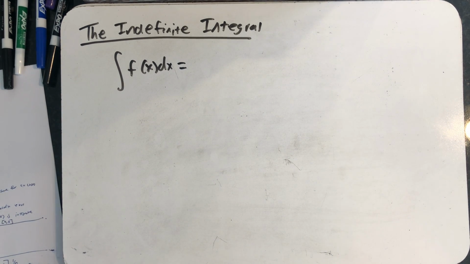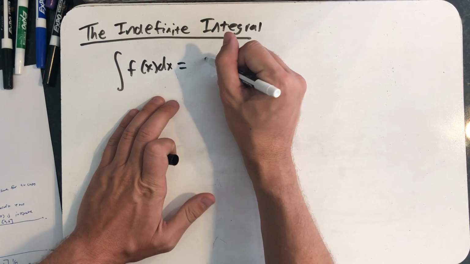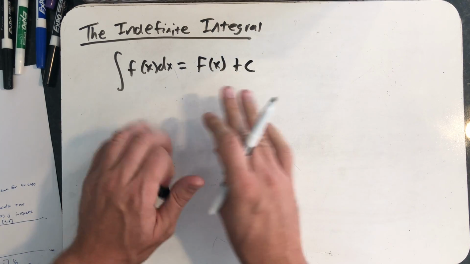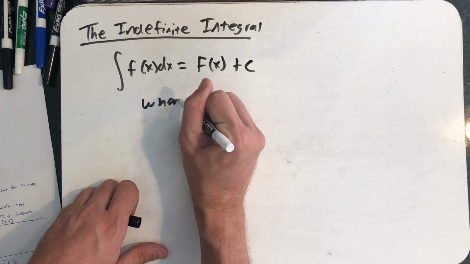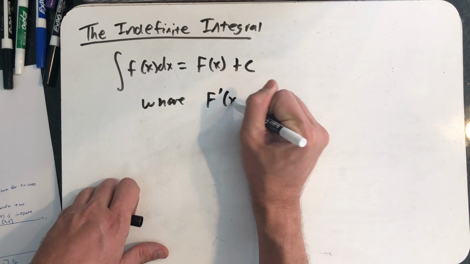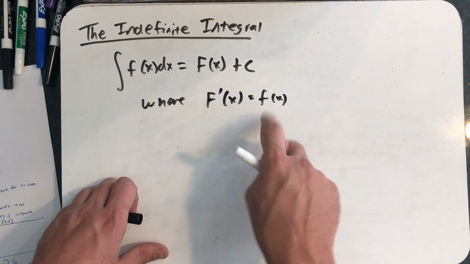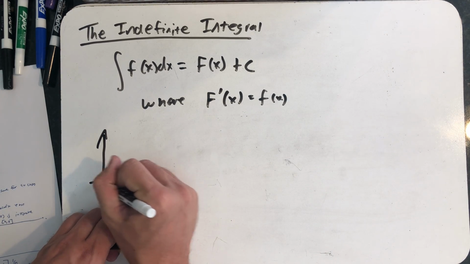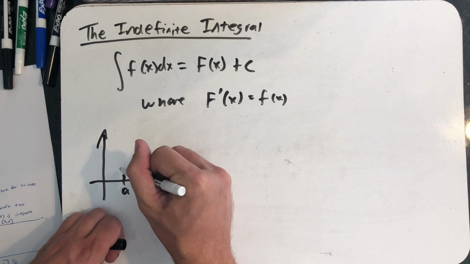In section 4.8, we studied the indefinite integral, which was just a way of saying write down the most general antiderivative for the function that is the integrand. So here I have what we had written down, where I'm using big F to represent any antiderivative of little f. So big F prime is little f.